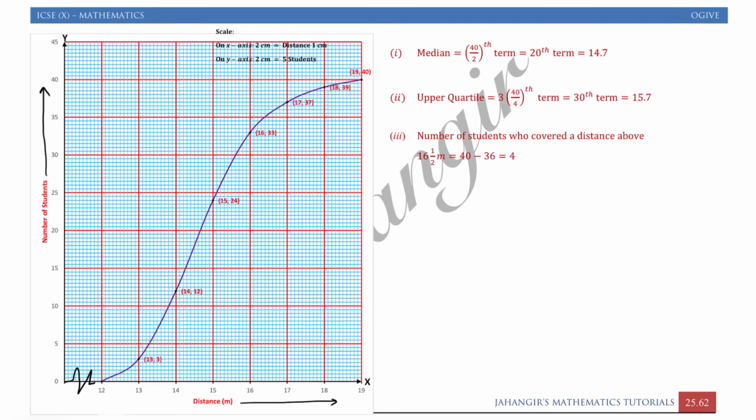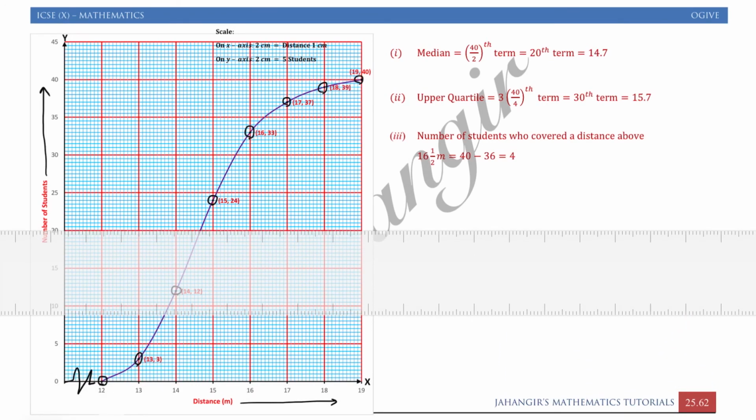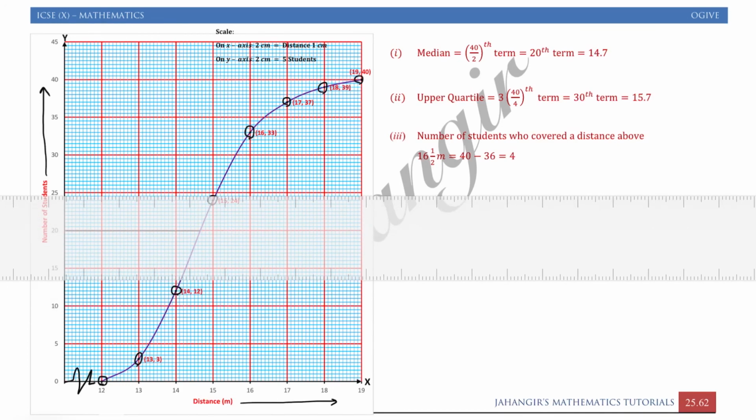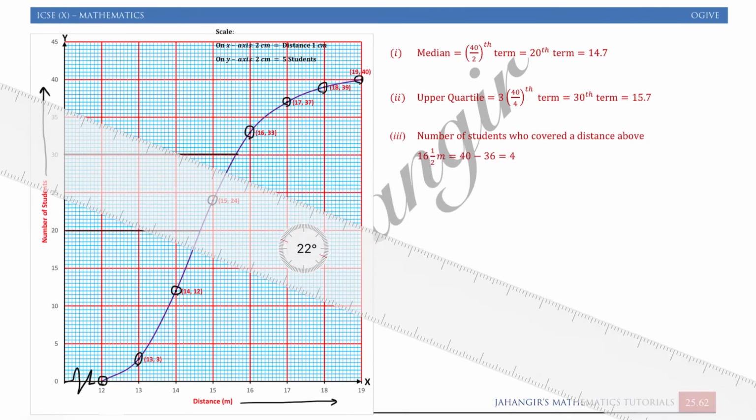Okay, now plot all points. Make dots and circles. Join smoothly. Once the points have been joined, you have to find first the median, then the upper quartile. Median is the 40 by 2, that is the 20th term. Upper quartile is 3 times 40 by 4, that is the 30th term. So let us mark the 20th and 30th terms first. The 20th term is this. The 30th term is this.